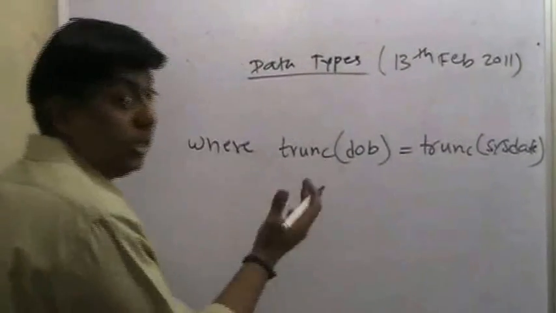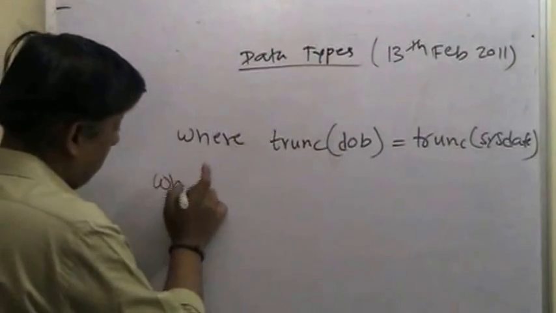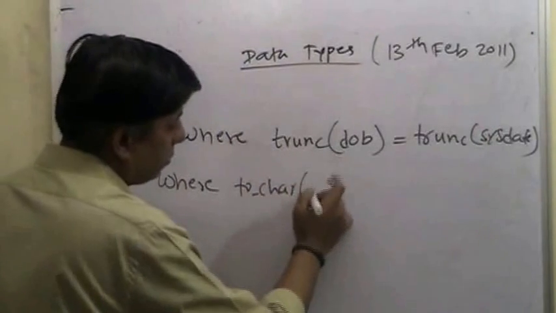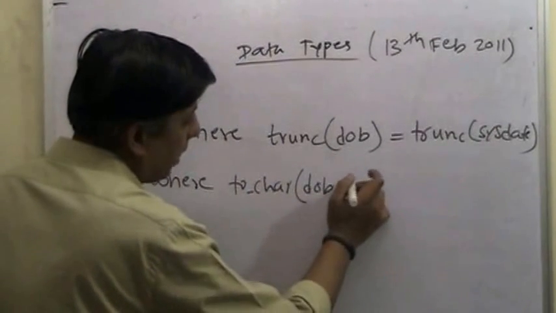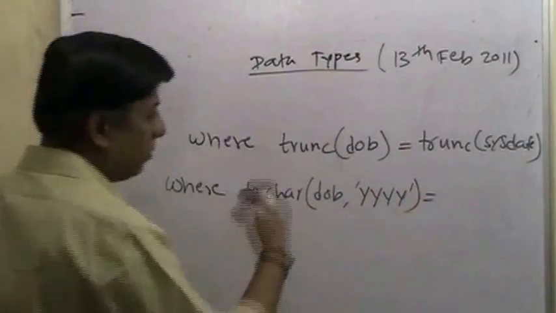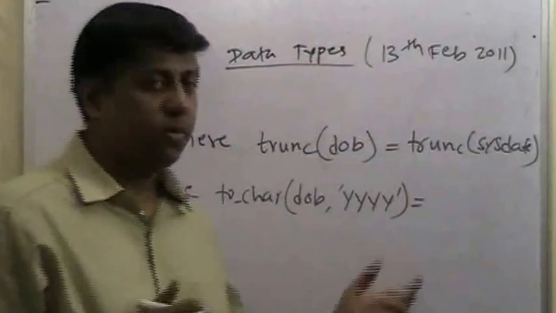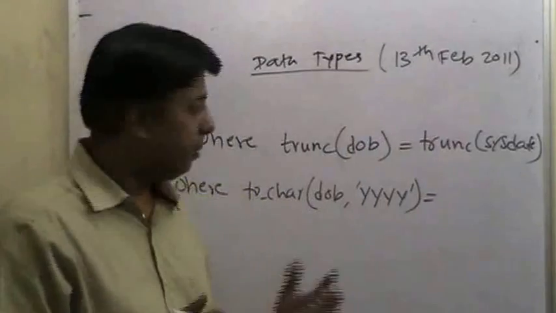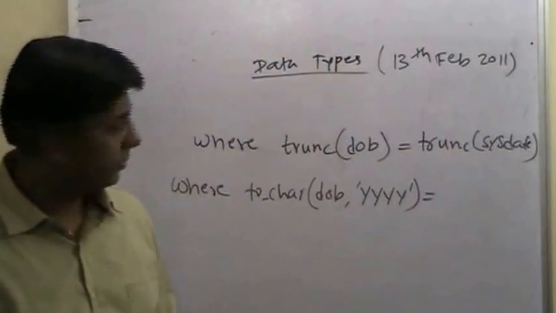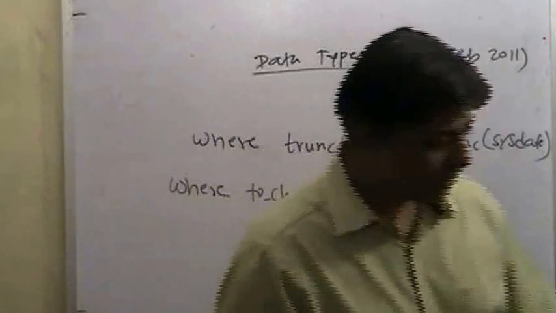If I want to compare only this year, I would say where to_char, so I'm going to convert this to char date of birth, and then I'm going to only say Y, is equal to the same thing, to_char sys date Y. So I'm comparing only the year part of it. Same thing on the other side.